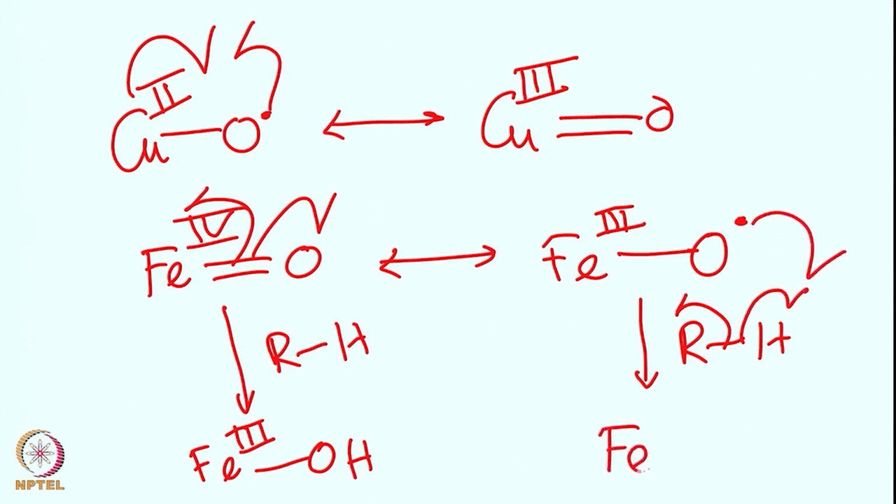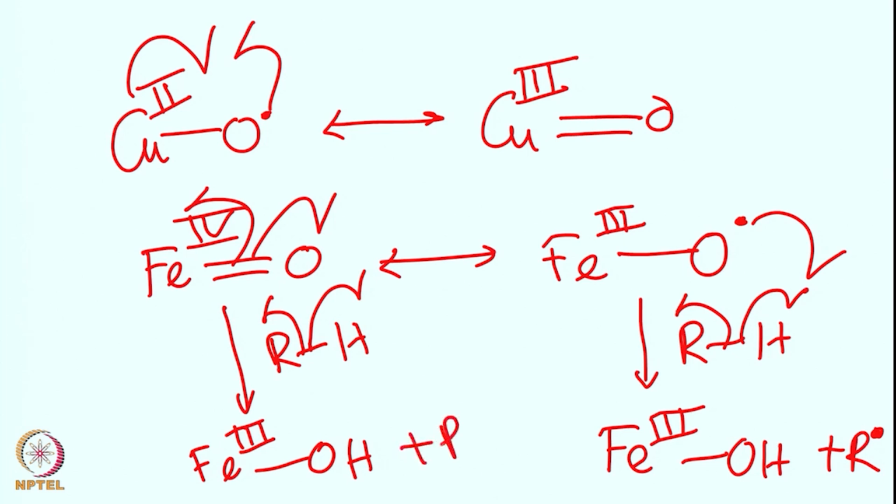So, overall you get iron 3 OH plus R dot. Hopefully this is clear. On the other hand, over here if you want to draw, this bond is breaking, and that is forming the R dot. In any case, whether you want to think that iron 4 oxo is a double bond O iron, or it is an iron 3 O dot, all leads to exactly the same product, iron 3 hydroxo R dot. So, this is the pattern of the radical formation.